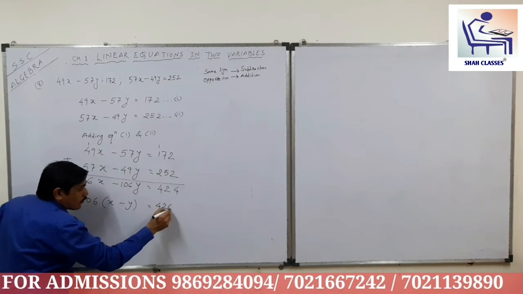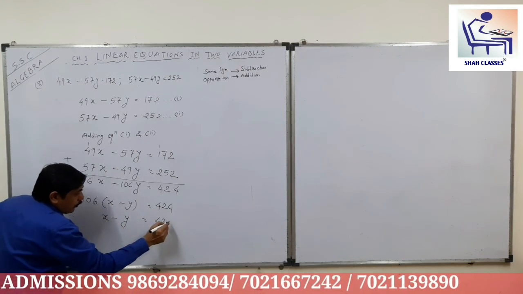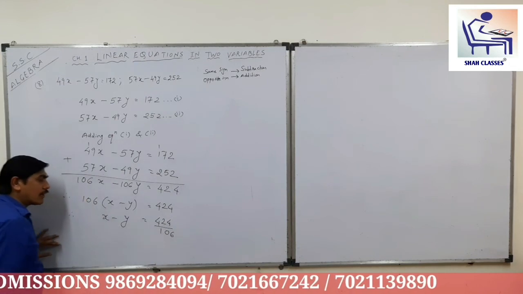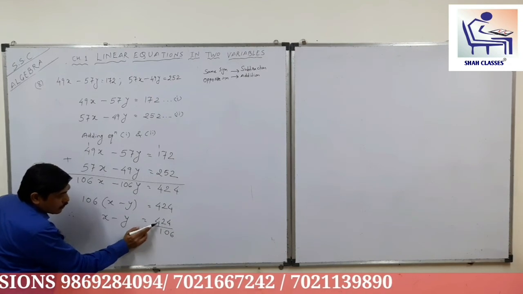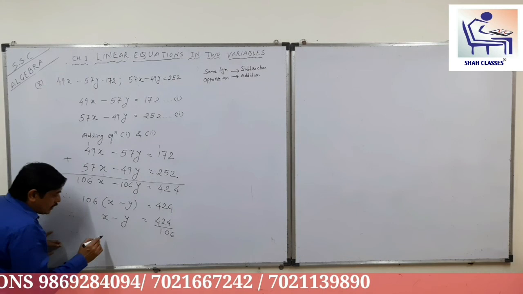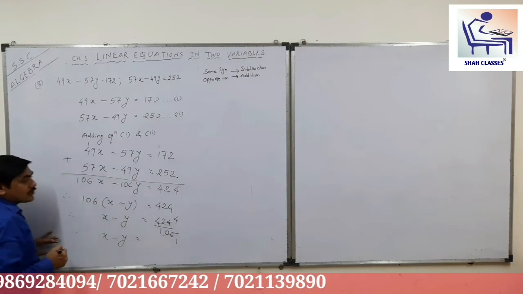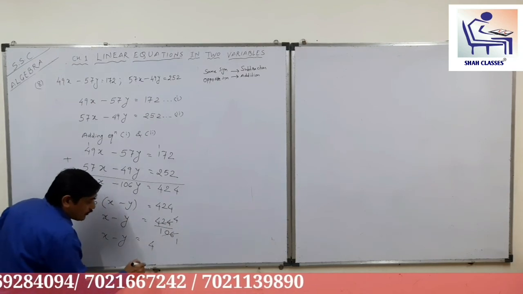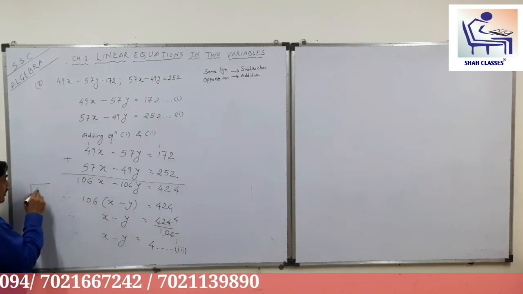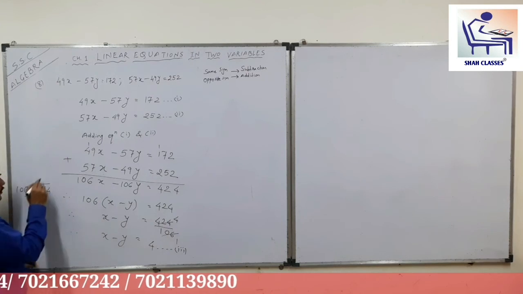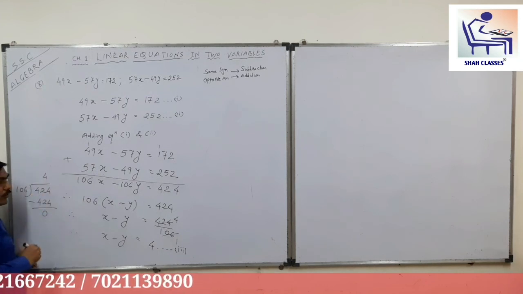So 424. Now you can notice this, 424 is divisible by 106. 6 fours are 24 and 100 fours are 400. So we can go by dividing this 424 by 106. We will get the final answer as 4. This is equation number 3. So 106 fours are 424.